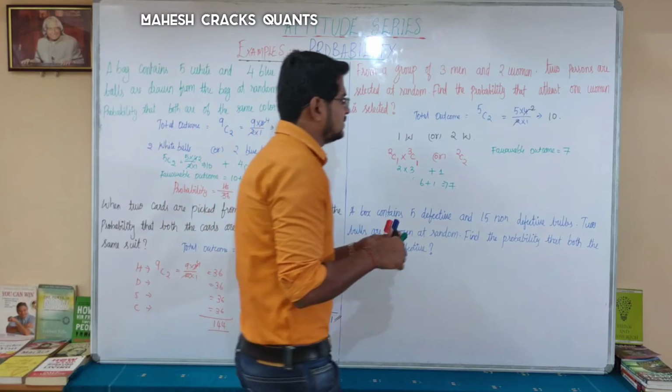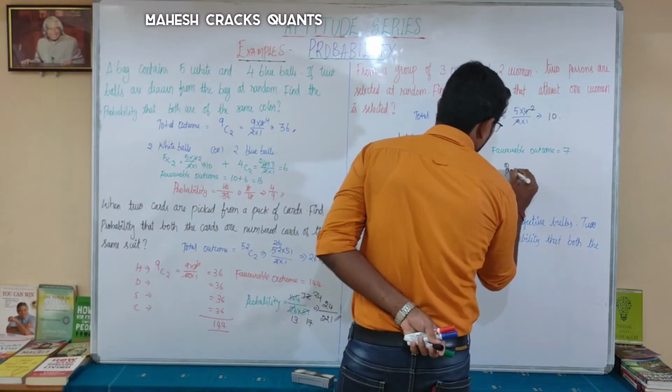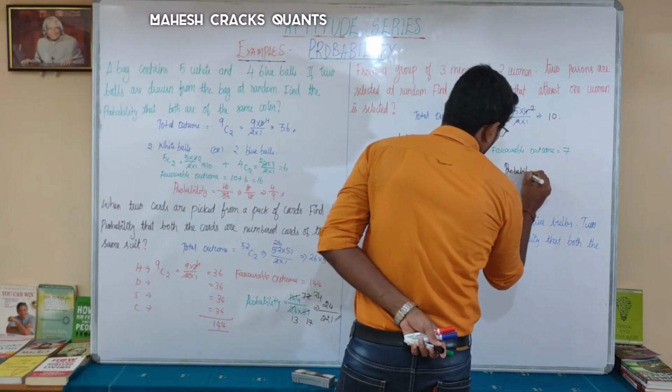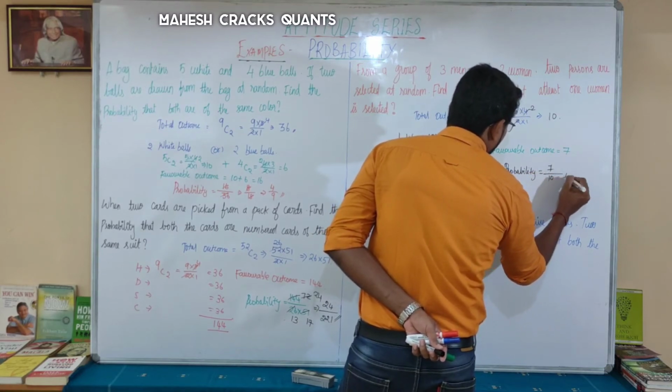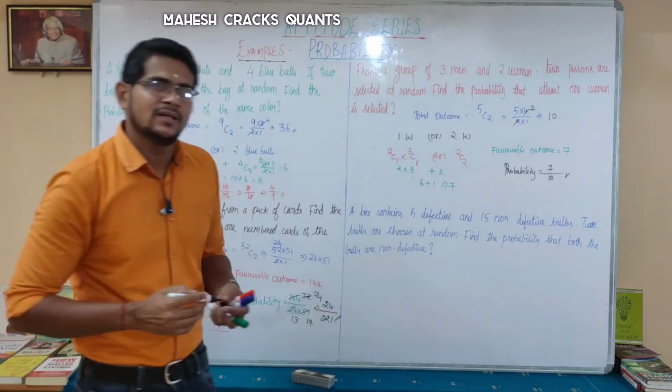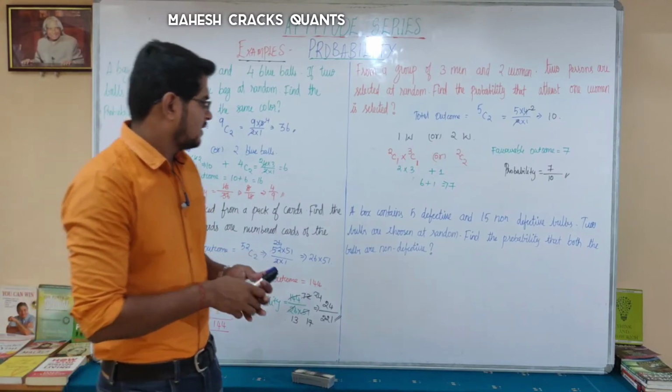Okay, that's it. The probability is equal to 7 is my favorable and total is 10. 7 by 10. That's it. Okay. Done. Next question. Final question.